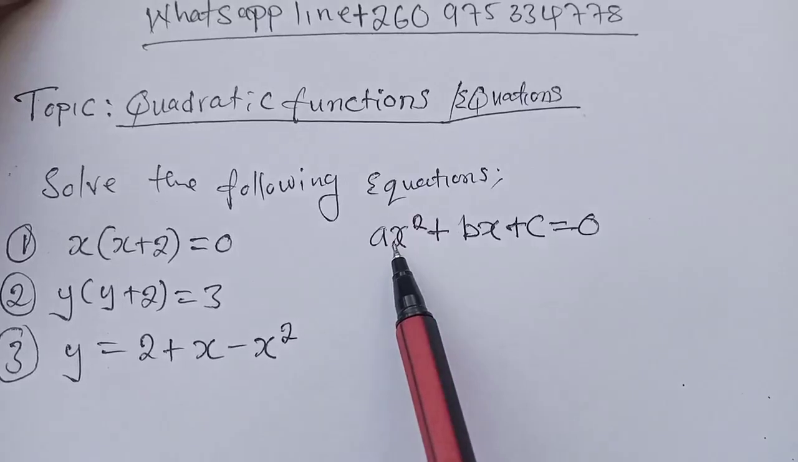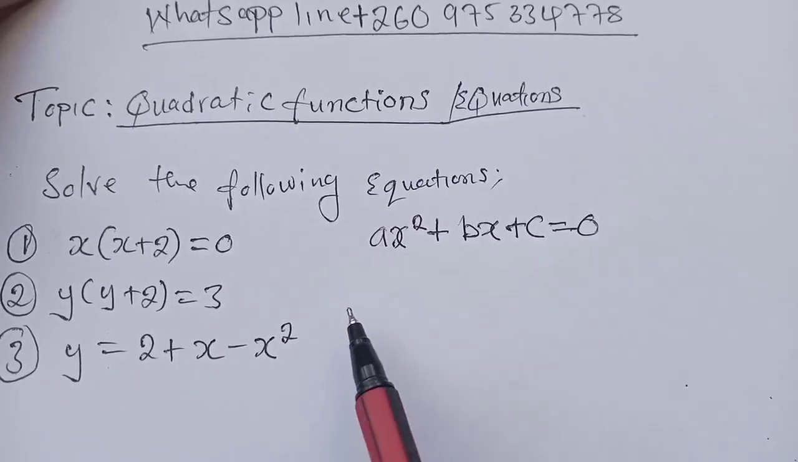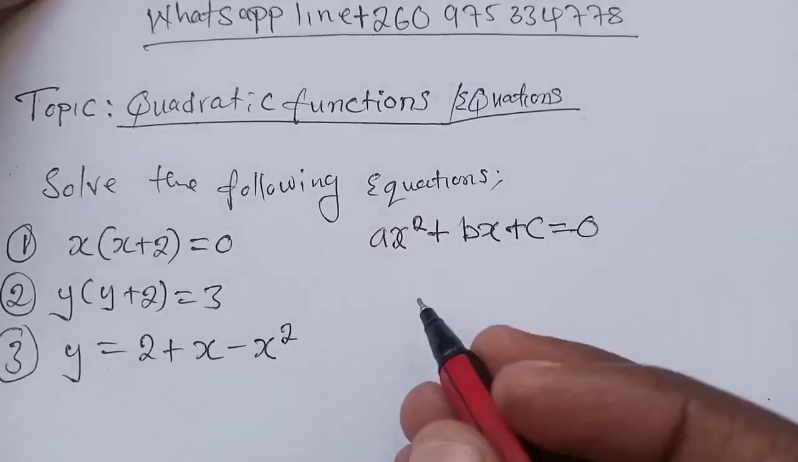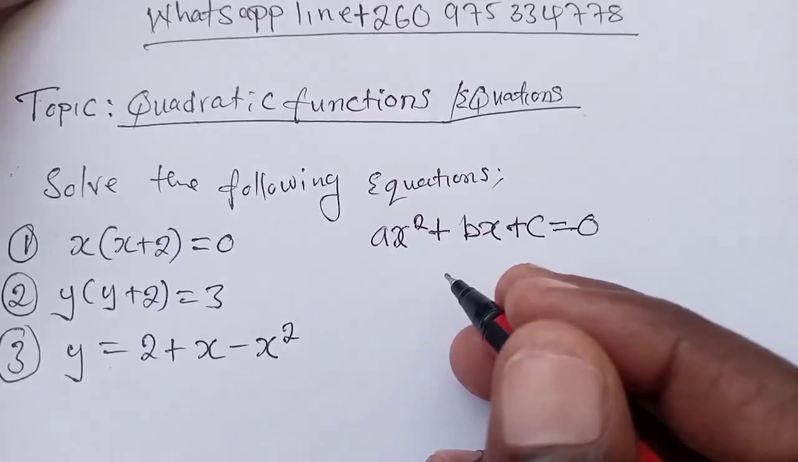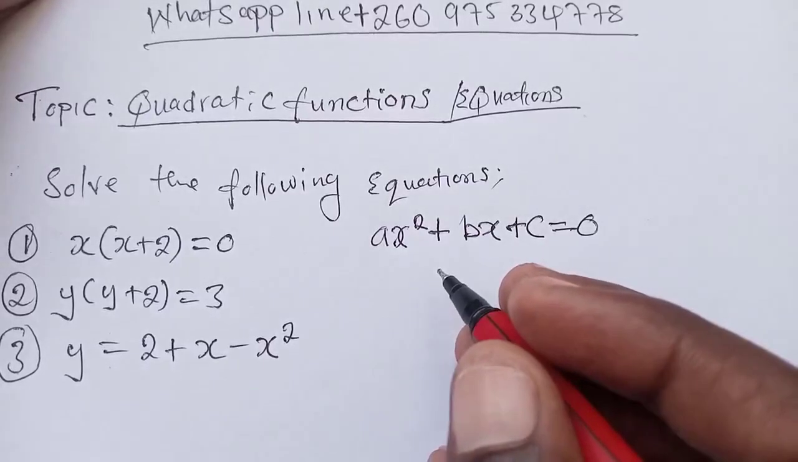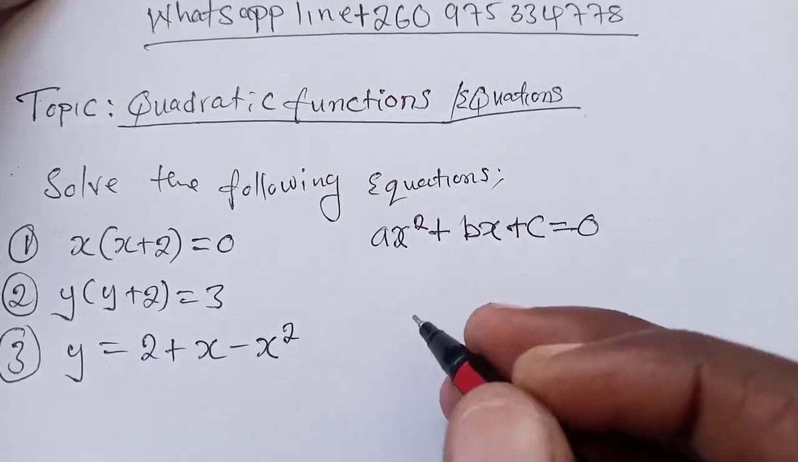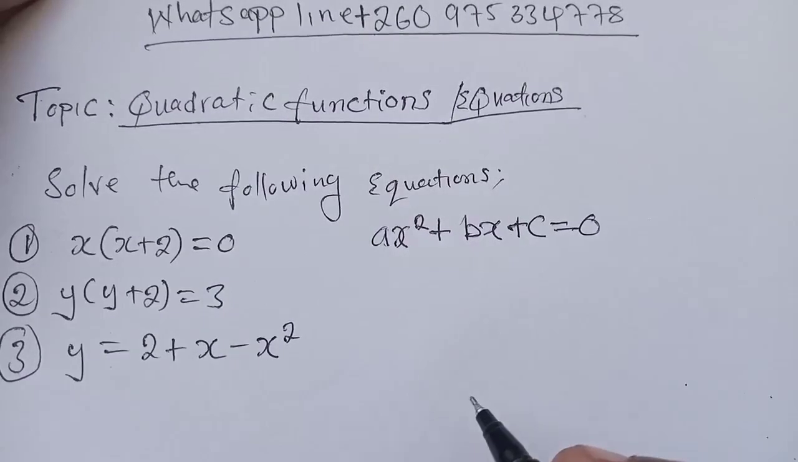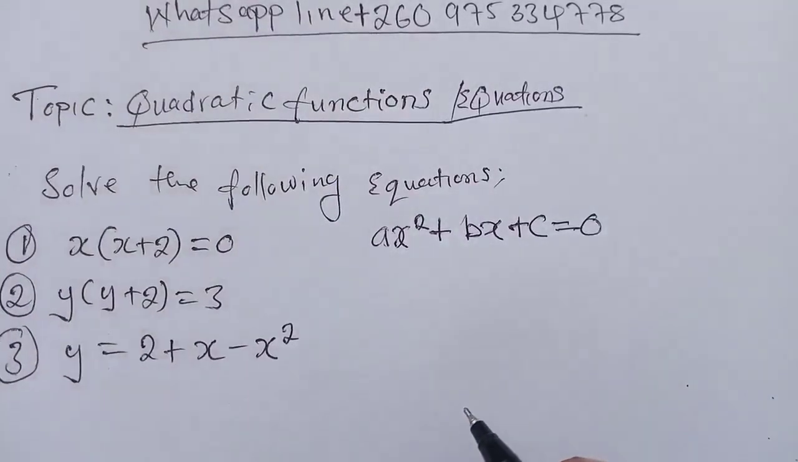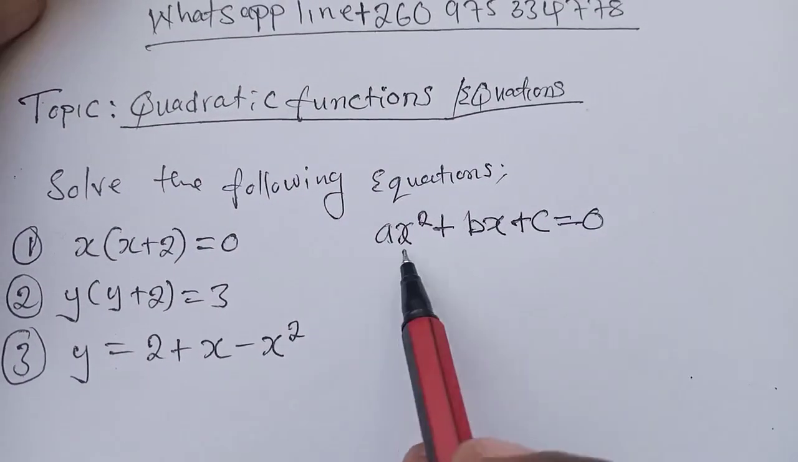Okay, so the coefficient of a has to be equal to 1, not more than 1 and not less than 1. It has to be equal to 1. So this is the quadratic equation.